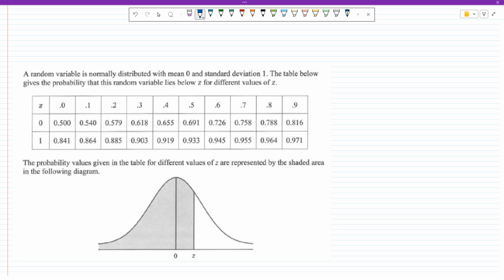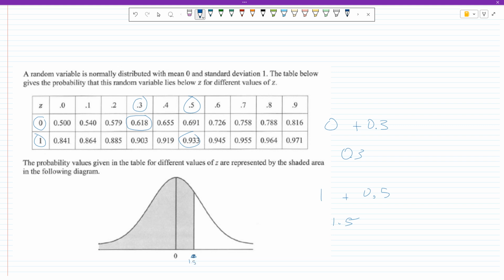For example, by the way, how do you read this table? The way we read this table is, it's going to be 0, and then we add the 0.3. What is 0 plus 0.3? It's 0.3, right? So a z-score of 0.3, we'll have that. What is 1 plus 0.5? 1.5. It's a z-score of 1.5. So if that z is 1.5, then what area are we talking about?